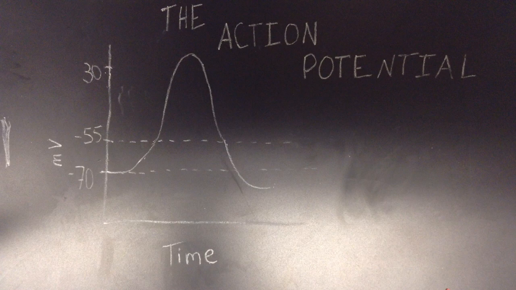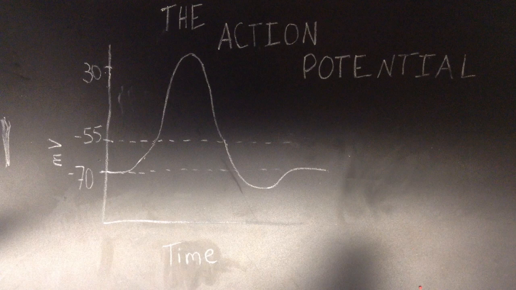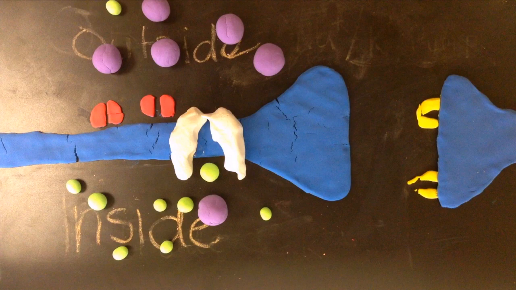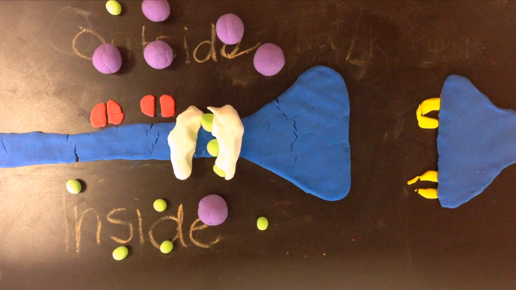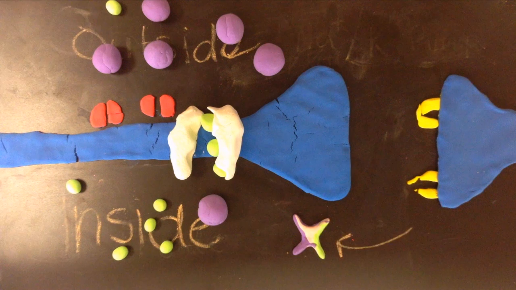In the repolarization phase, the potassium channels are open and potassium is flowing out of the cell. So much potassium flows out of the cell that there is a brief period of hyperpolarization, and this is when the sodium-potassium pump kicks in. The sodium-potassium pump is an active transport that is ATP-driven.